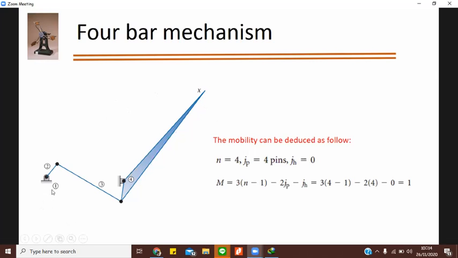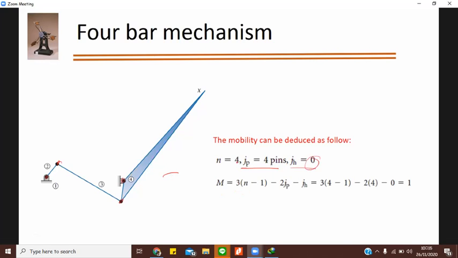So how will we determine that? First we will see the number of links. We have 4 links over here, so n is equal to 4. Joints: pin joints we are seeing here, 1, 2, 3, and 4. So we have 4 pin joints. Higher joints we don't have any, because we don't have any geared or cam follower mechanisms over here, so that is 0.